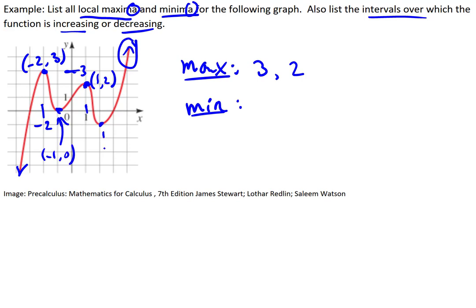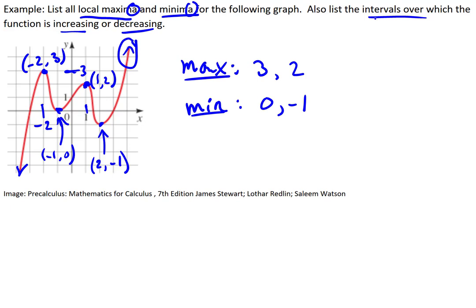But then another one in quadrant 4 at the point 2 comma negative 1. And so to find the minima, or the minimum values of our function locally, we'll look at those y values and say that 0 and negative 1, representing the y values of those 2 points, count as our local minima.